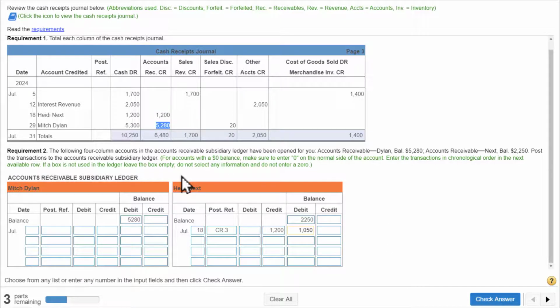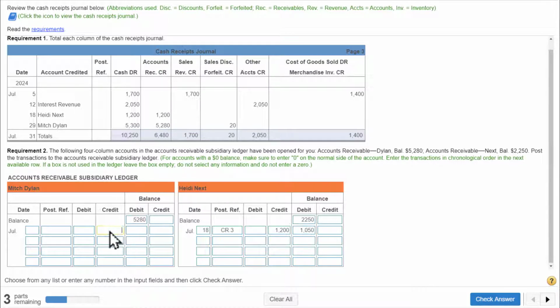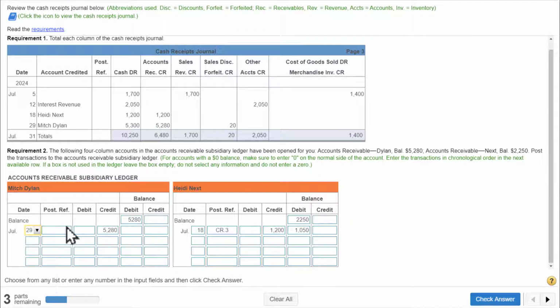So Mitch Dillon, we've got 5,280. I'm going to copy and paste that as a credit. And that was on the 29th, so I'm going to put the 29th in here. It came from the Cash Receipts Journal, page 3. So we had a debit of 5,280. We lowered it by 5,280, so his new balance is 0 on the plus side.